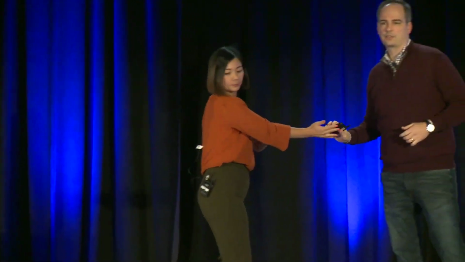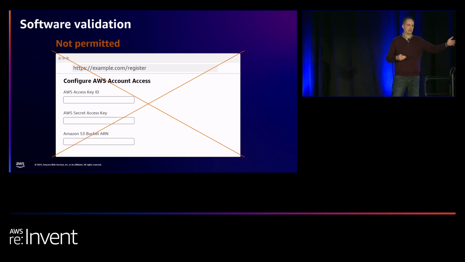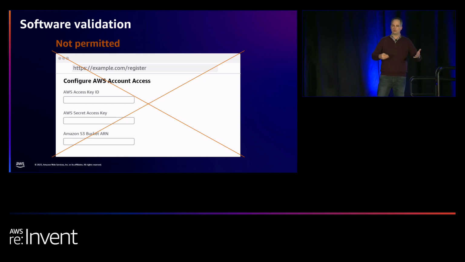Great, thanks, Jing. So let's talk a little bit about how this applies in a software context. If you've got a software product, specifically a SaaS solution, that needs to access a customer's AWS account and make API calls there, let's say you're building one of those security posture assessment tools that we talked about previously. You're going to need to make calls into your customer's AWS accounts.